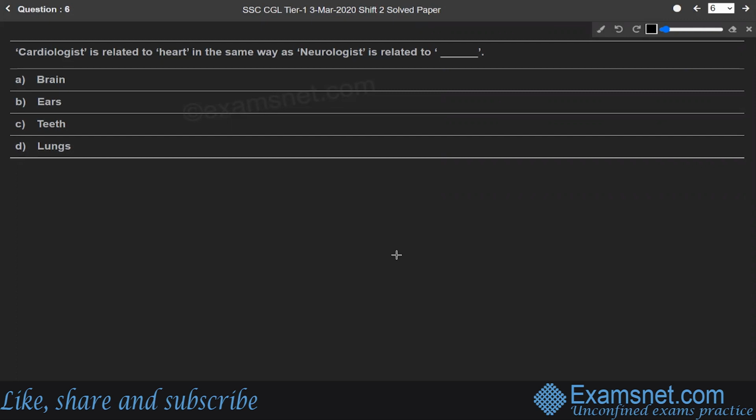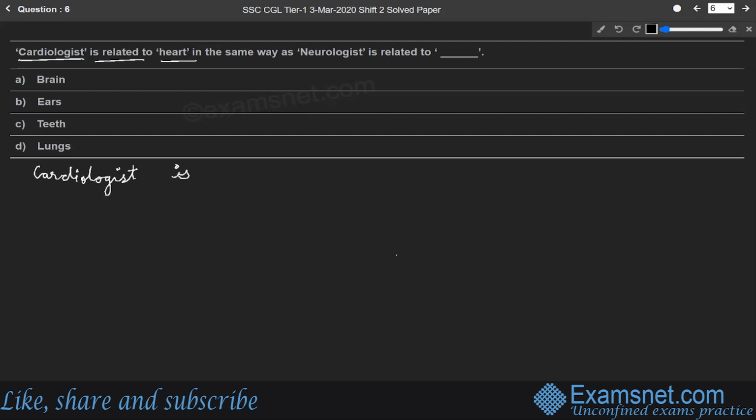So for this question, firstly we need to understand the relationship between cardiologist and heart, or how cardiologist is related to heart, because it is given in the question that cardiologist is related to heart. So first let us understand how both these terms are related. Then only we can find the same way in which neurologist will be related to one of the given options. So do you know who is a cardiologist?